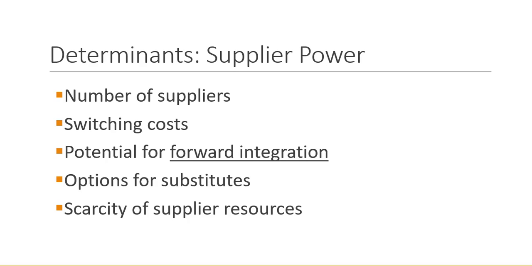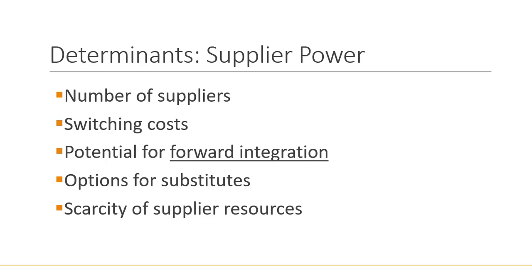Options for substitutes. What options do we have to substitute? Not just change supplier, but actually change the raw material, change whatever product or perhaps service that we're acquiring from our supplier. If we can substitute and use a different product, then we have a stronger position and a lower threat. If we don't have an option for substitutes, we have to use a particular product or service, then we're in a lower strength bargaining position and a higher threat scenario.